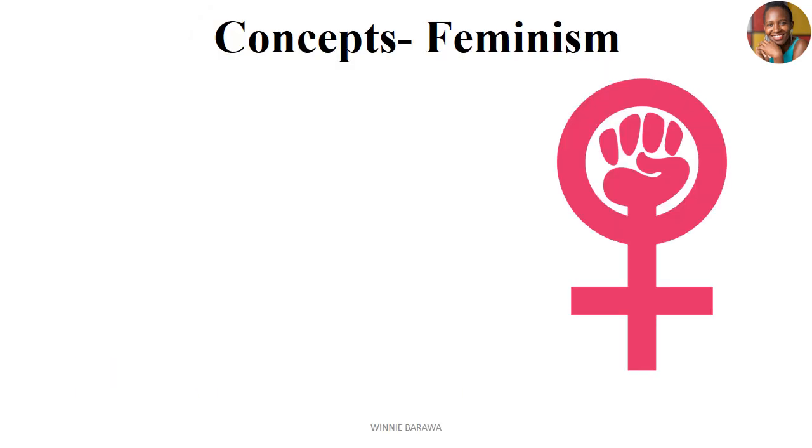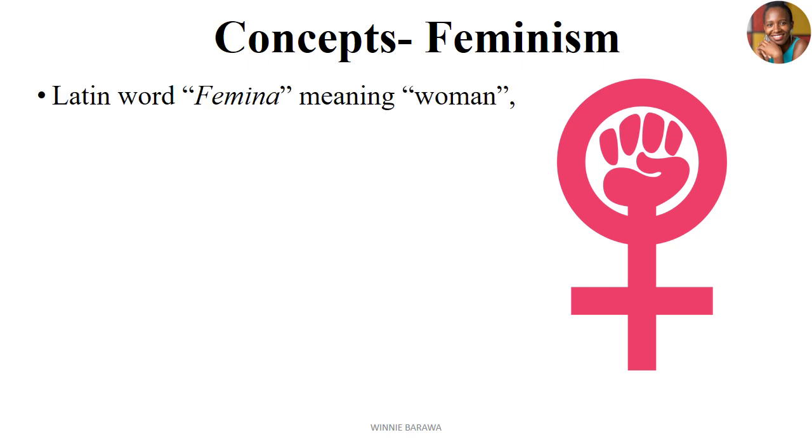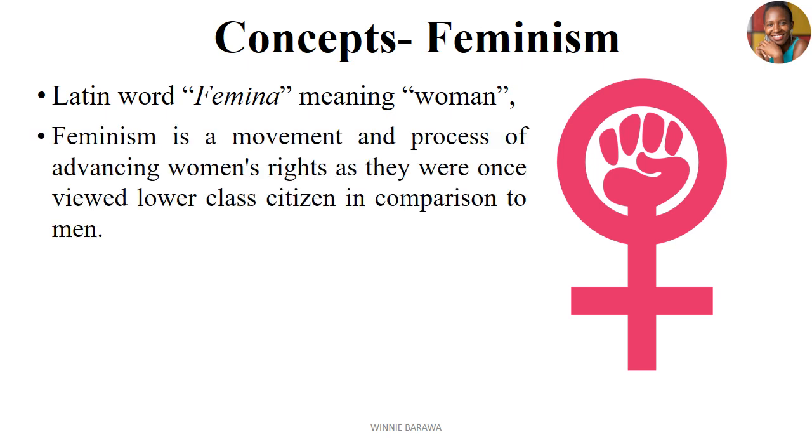The first concept that we are going to look at is the word feminism itself. Feminism originated from the Latin word femina, which means a woman. The concept of feminism has some controversial beliefs, and many people have had negative notions around it. But to debunk this, feminism simply means a movement and a process of advancing women's rights, since historically they were viewed as lower class citizens in comparison to men.